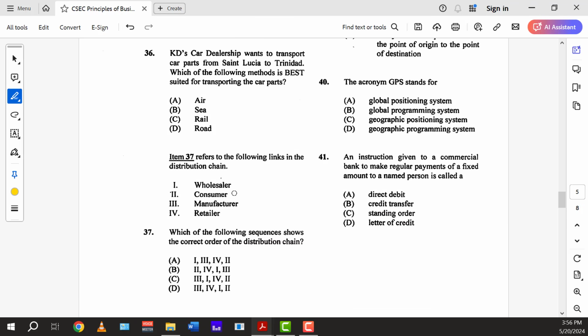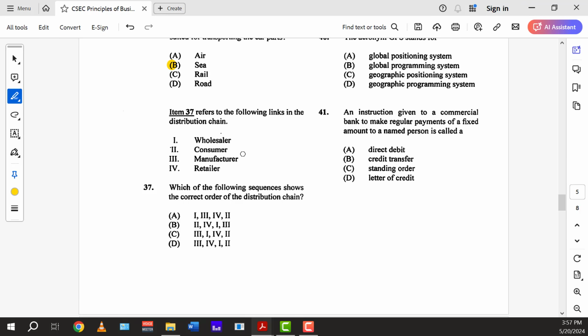Number 36. Keddy's car dealership wants to transport car parts from St. Lucia to Trinidad. Which of the following methods is best suited for transporting the car parts? Heavy, heavy from island to island, so we're going with, it can't be anything but C, right? It could be air if you want to make it more expensive, but it can't be rail, can't be road, because they got a road from St. Lucia to Trinidad, no rail from St. Lucia to Trinidad. Air gonna be too expensive for something so heavy and so close. C is the best.